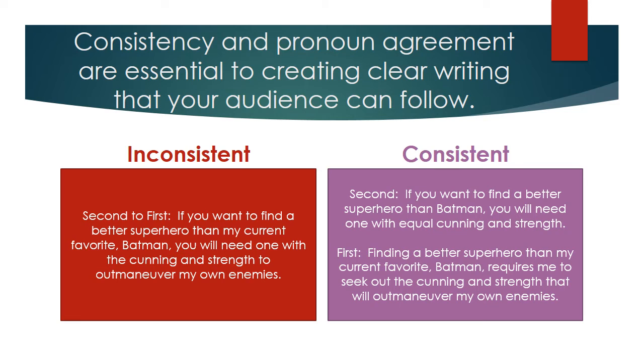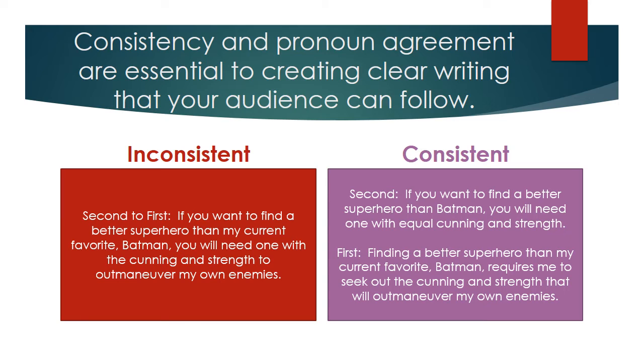If I want to rewrite the sentence for first person only, then it might sound more like: finding a better superhero than my current favorite Batman requires me to seek out the cunning and strength that will outmaneuver my own enemies. And this completely changes the viewpoint. If you look at the second person one, it's putting all of the expectation on the reader. You're telling the reader, this is what you need to do. You need to know about Batman and all this. From first person perspective, it puts all of the responsibility on me as the speaker. This is what I'm looking for. It also reveals more about me, that I apparently have enemies who are strong and maneuverable.